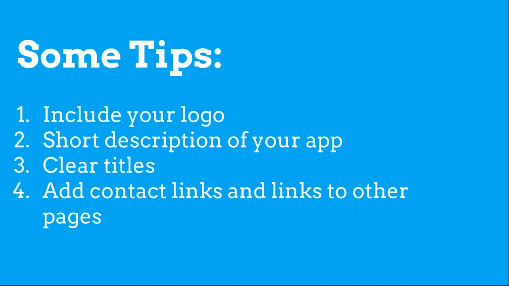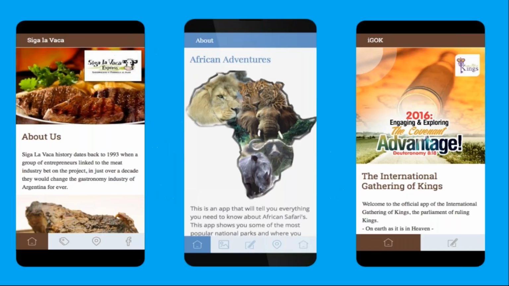So, some tips in order to make your homepage attractive. You can include your logo. It's a really interesting choice. Or you can include any image, but remember that it must be engaging. Also, a short description of the purpose of your app: who you are, what you do, and what users will find there. Clear titles. It's really important to make things clear, and using clear titles is a really nice way of engaging with people. Add links so your users can contact you, and also add links to other pages so you can drive them through the app.